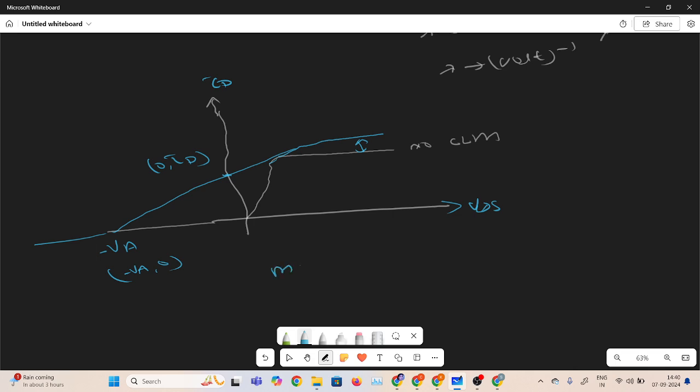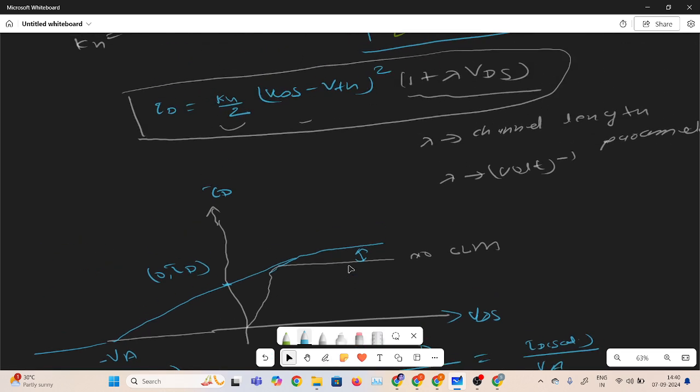The slope is equal to y2 minus y1. This is ID sat, the saturation region current. So ID sat minus 0, divided by 0 minus (minus VA). So the slope is ID sat divided by VA. This is the slope.